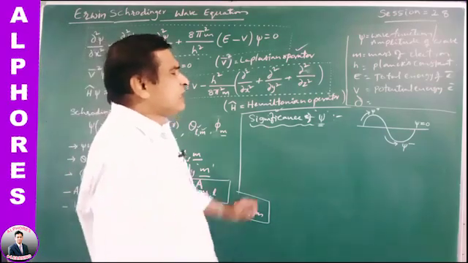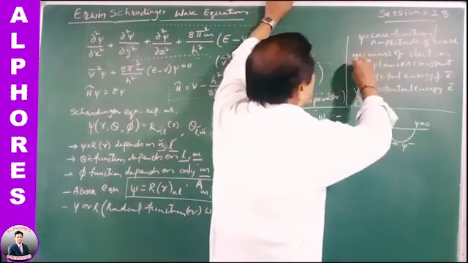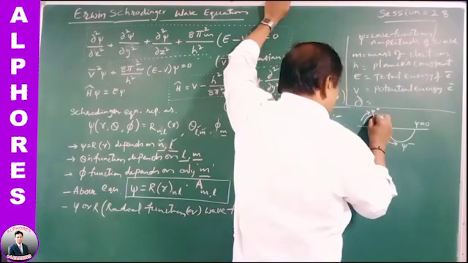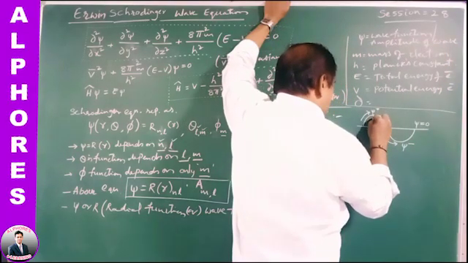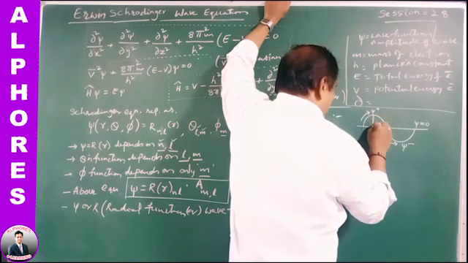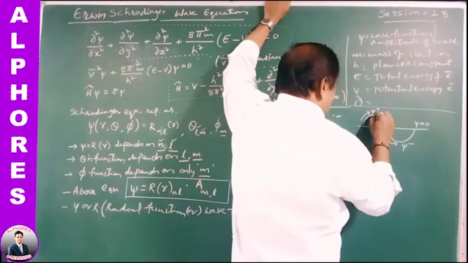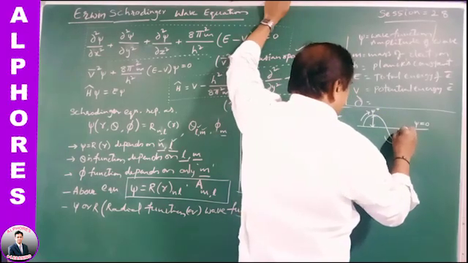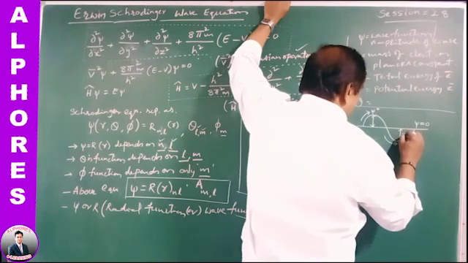So what does psi represent? Psi represents, as already mentioned, the amplitude of the wave. That means the height of a crest or the depth of a trough. Height of a crest or depth of a trough, that is called psi.